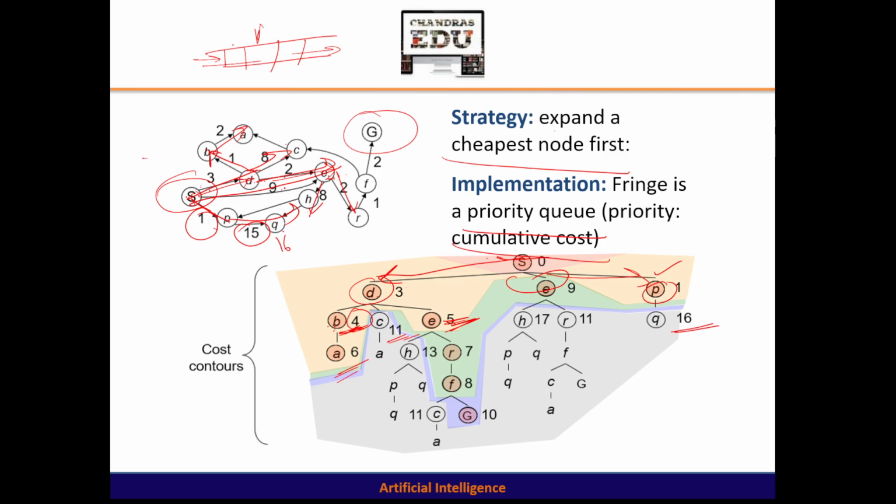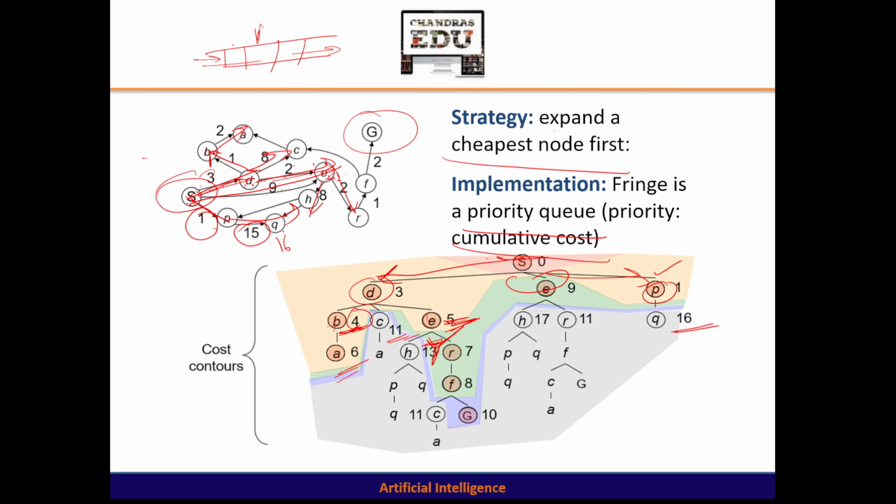So 9 plus 8, 17. This number is wrong. So 13 is given, not 17. Why? Because S to D, it is 3, and D to E it is 2. So 3 plus 2 is 5, and 5 plus 8 is 13. So this 13 is the correct number itself.